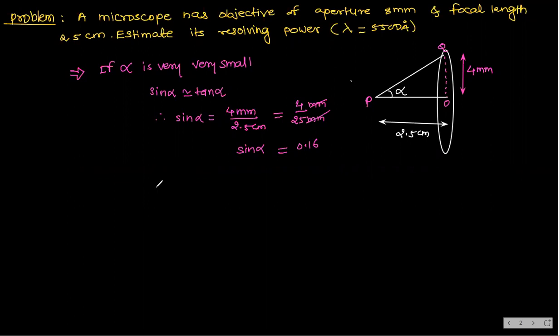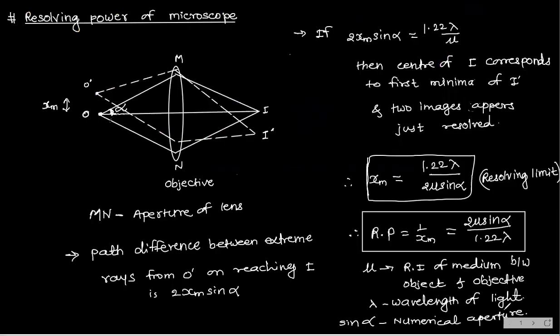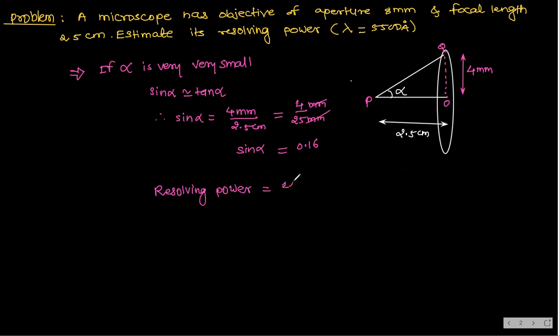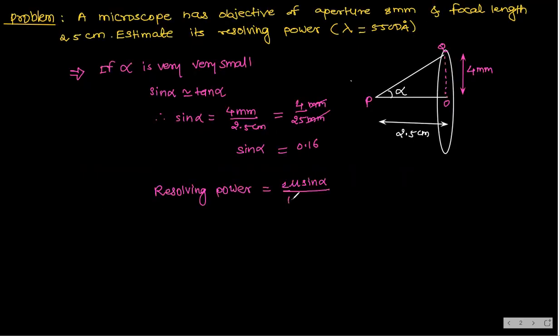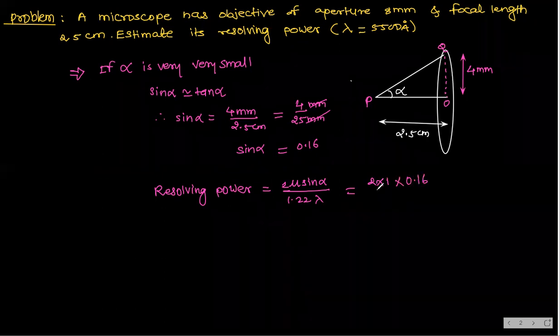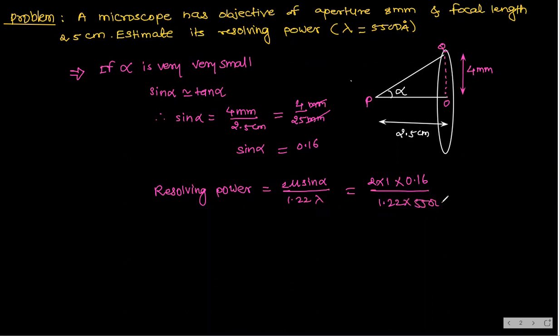अब साइन अल्फा आ गया. रिजॉल्विंग पावर फाइंड आउट करना है कि नहीं? रिजॉल्विंग पावर क्या है, फॉर्मूला देखो, 2 म्यू साइन अल्फा बाई 1.22 lambda. 2 into 1 into 0.16 divided by 1.22 into lambda, lambda is already given, 5500 into 10 to the power minus 10.